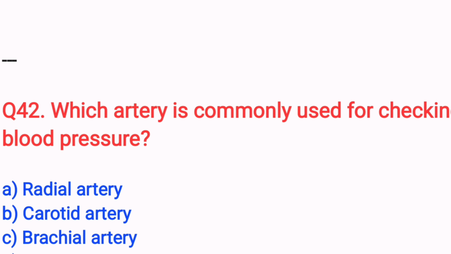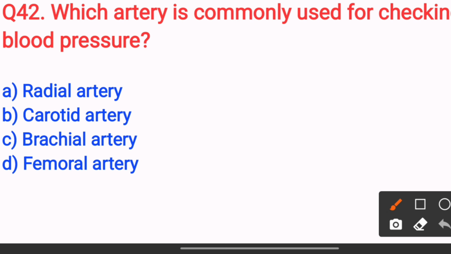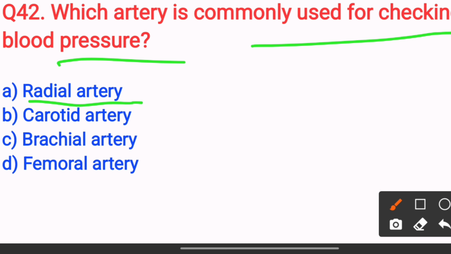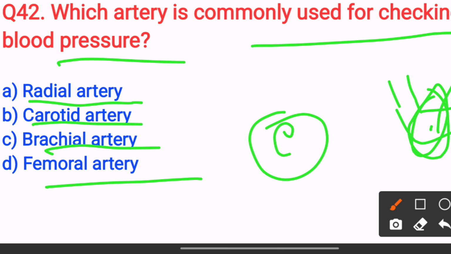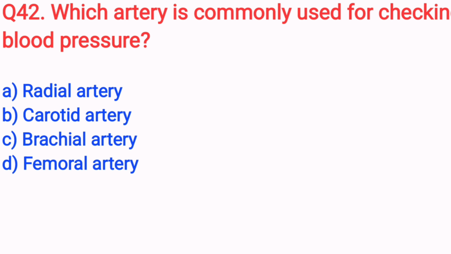Next, which artery is commonly used for checking blood pressure? Option A, radial artery, option B, carotid artery, option C, brachial artery, option D, femoral artery. The answer is option C. This is the brachial artery, so we check the BP at the brachial artery. So the answer is option C, brachial artery.